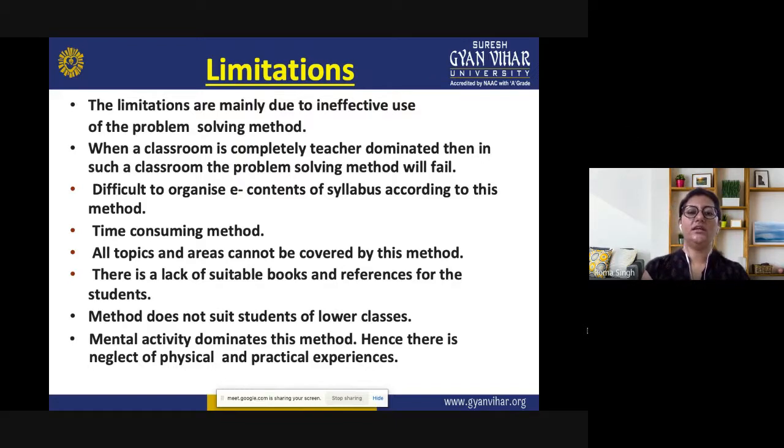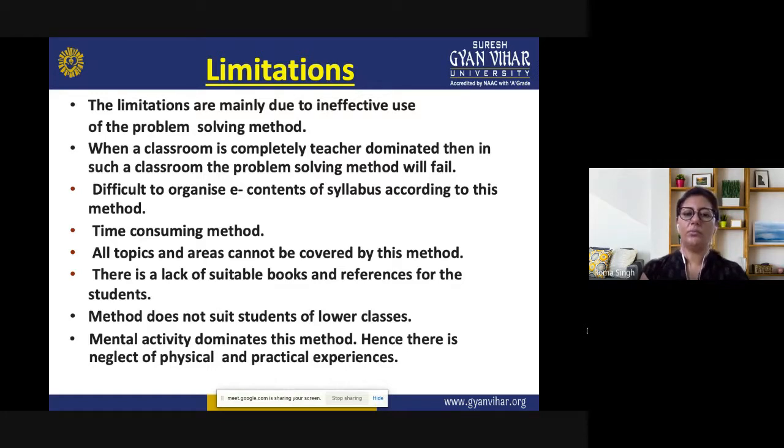It is difficult to organize e-contents of the syllabus according to this method. Sometimes the teachers are not able to arrange for the resources and the guidance which is required while carrying out this method. It is a time consuming method. Whether we give a certain time, there may be certain students who are very average or slow learners. They may not be able to do it in a limited prescribed time. All topics and areas cannot be covered by this method. This we have discussed, that all disciplines cannot adopt this method.